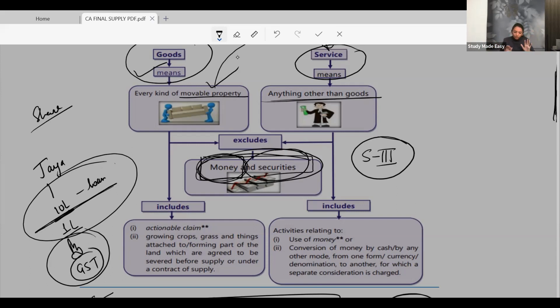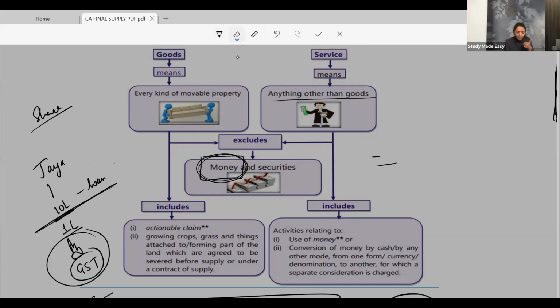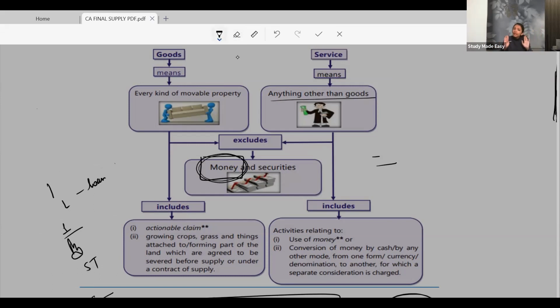Done? So what we have understood till now, we have understood one thing. Good is also an exclusive definition. Service is also an exclusive definition. Good means only movable property. Service was including immovable property, but my schedule number 3 says sale of land, sale of building is not service. Good also excludes money and security. Service also excludes money and security. That means money and security is neither supply of goods nor supply of service. Done till now?